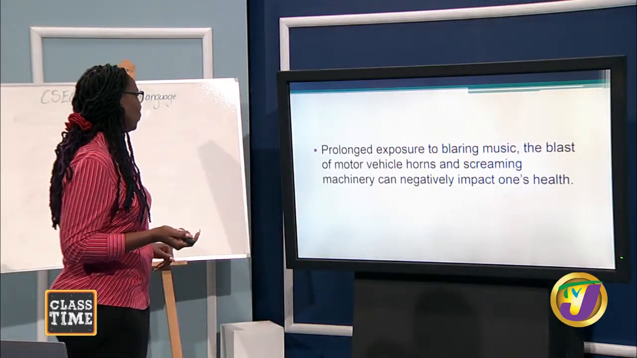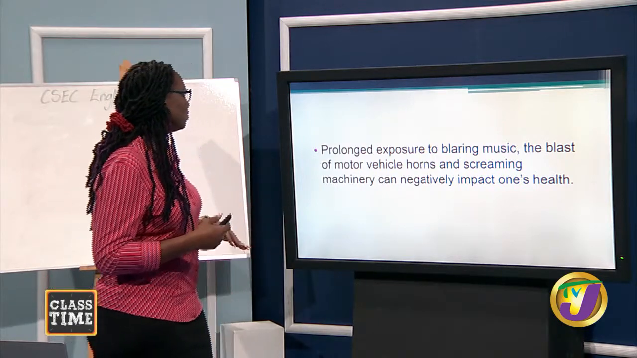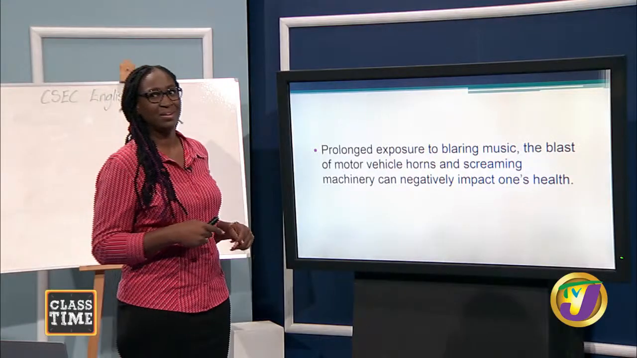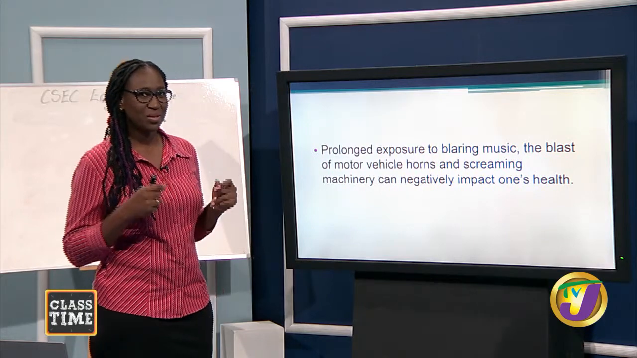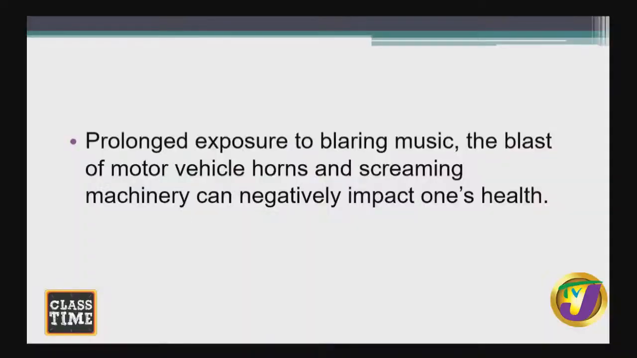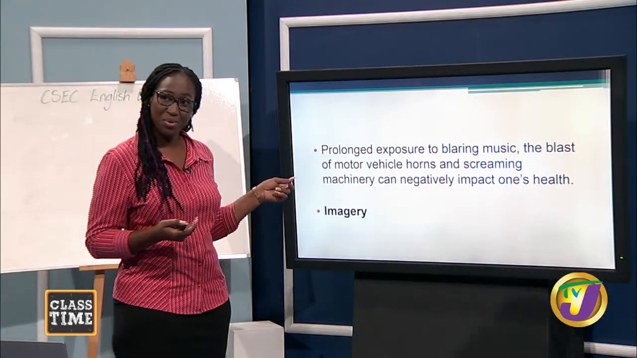Look at this one now. Prolonged exposure to blaring music, the blast of motor vehicle horns, and screaming machinery can negatively impact one's health. Do you remember this one? What are the key words in this one that you need to focus on? Blaring music, horns, screaming machinery. What are those words pointing you towards? Do you remember? Do you remember imagery?